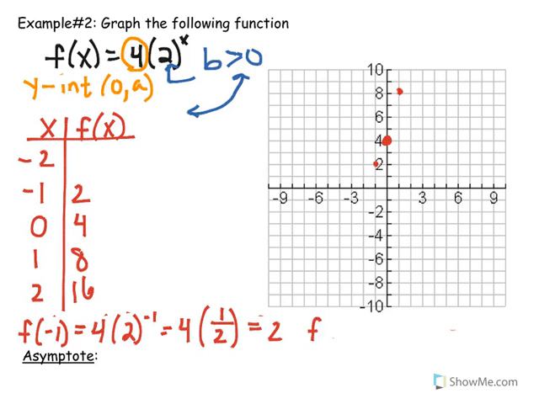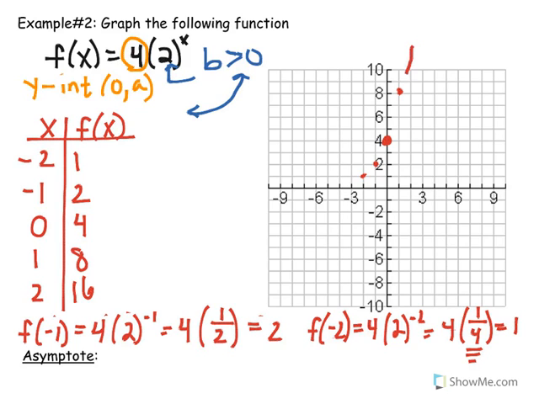Let's look at f of negative 2. That's 4 times 2 raised to the negative 2 power, which is 4 times 1 over 2 squared, which is 4 times 1 over 4, and I get 1. So I have another point at negative 2, comma 1. You notice that as I get more negative for my x values, I'm going to get smaller and smaller fractions. So my function is just going to continue to get smaller and smaller, but it's never going to go below 0.